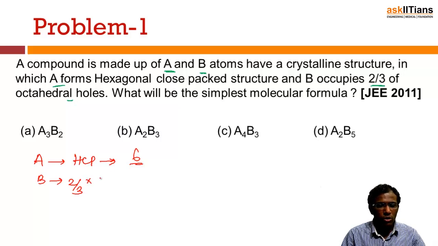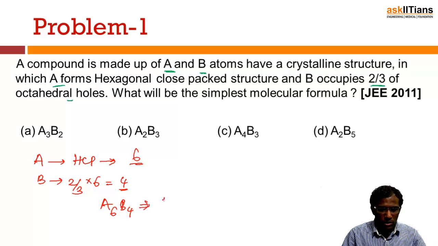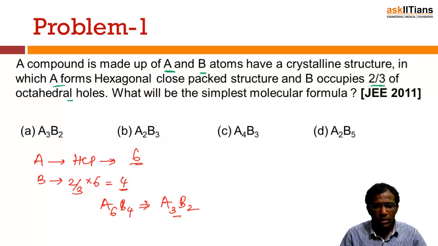So 2/3 of 6 is how much? It is 4. So there will be 6 atoms of A and 4 atoms of B, which comes out to be A3B2. A3B2 will be the simplest molecular formula, that is, option A is the correct option. Okay, so let's move to the second question.